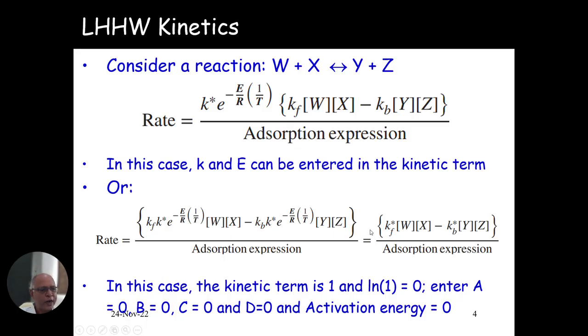If you happen to write your rate law in this form, now what is the kinetic term? The kinetic term is 1. Now when you look at the kinetic term as 1, you will have to take this as ln 1 equal to 0. So you need to enter A equal to 0, B equal to 0, C equal to 0, and D equal to 0. Sorry. You need to enter K equal to 1.